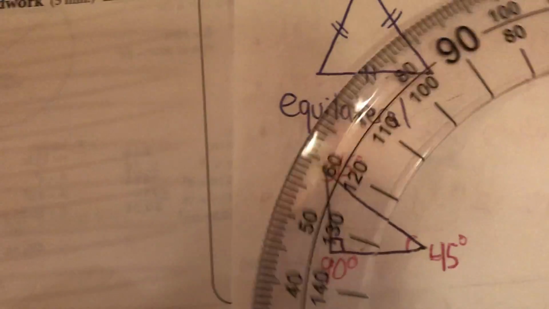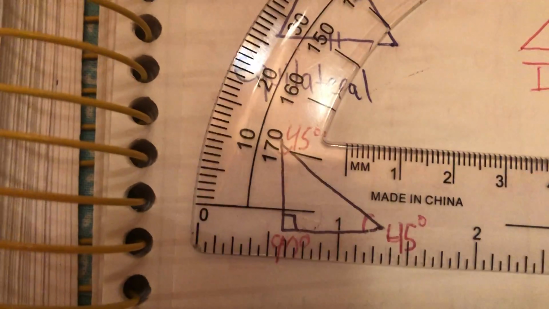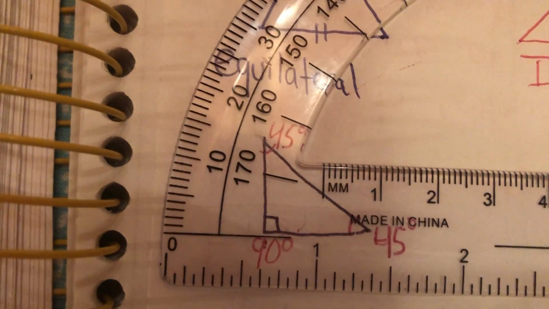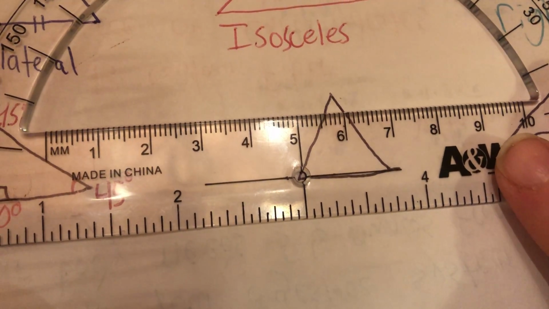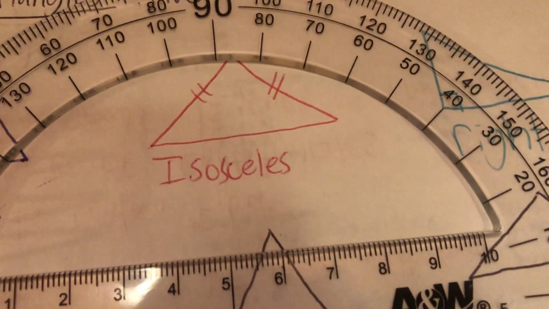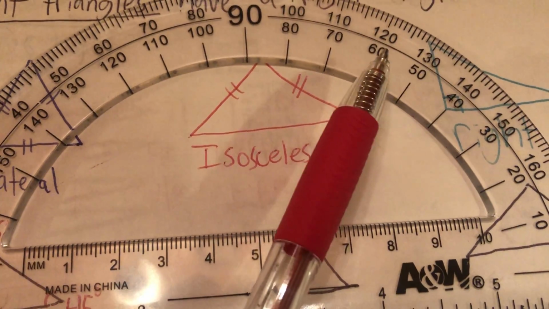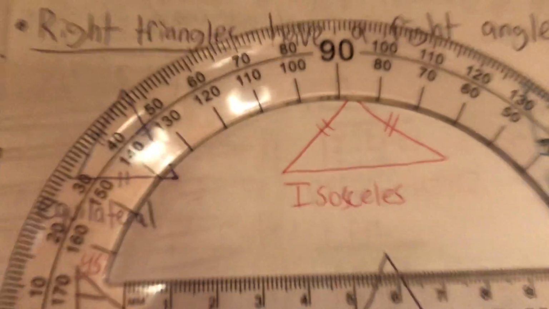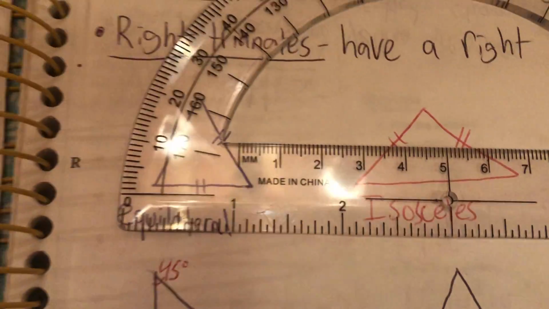Okay, then we're going to measure the angles on this one, the second one. I line up my vertex dot with my vertex on my triangle. I follow it up. That's going to be 60 degrees. I go ahead and write that.